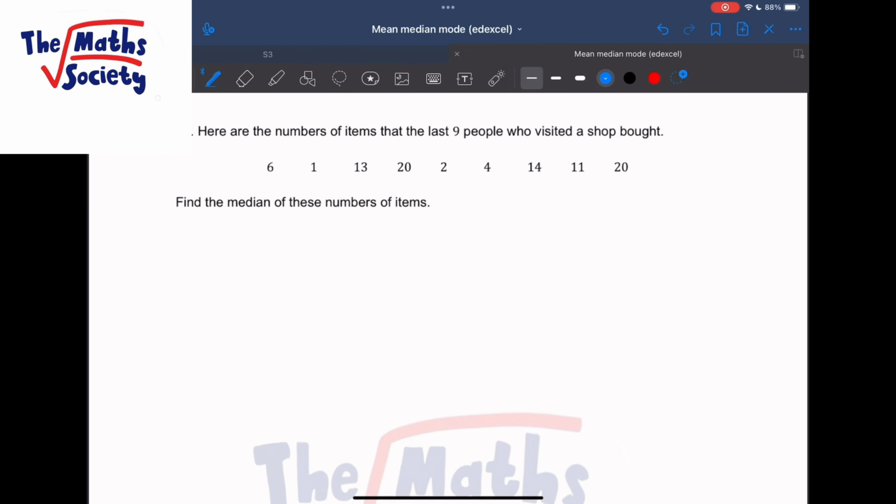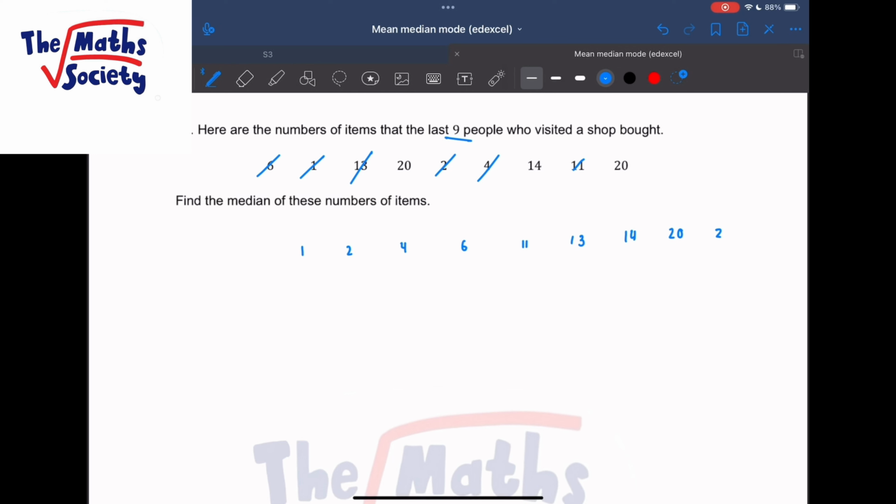So here are the numbers of items that the last 9 people who visited the shop bought. Find the median. So to find the median, we can just reorder it again. So from the smallest, 1, 2, 4, 6, 11, 13, 14, 20, 20. And we can just find the median like this. And then we have a median of 11.